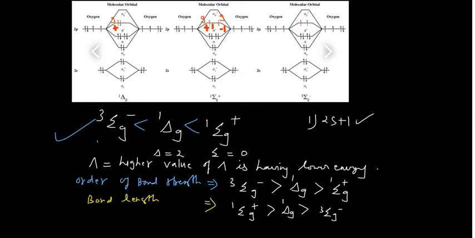Now the important question is that, okay, this is fine that the ground state term is the 3 sigma g, that means the bond is the strongest, that means the bond length would be the smallest one. Now how can we compare the bond length for the two excited states, right? In that case, you see both electrons are paired in the same orbital.